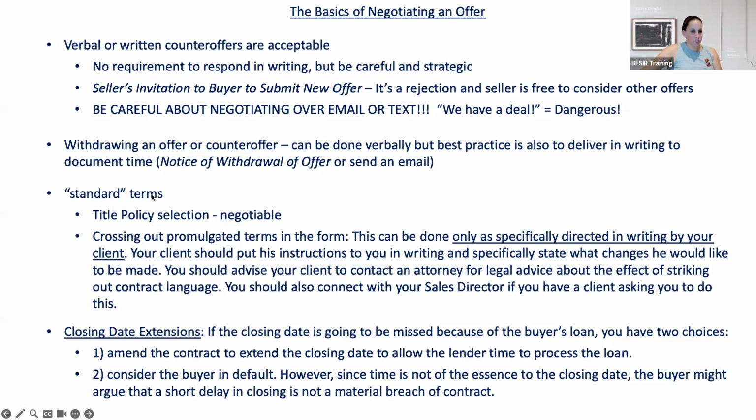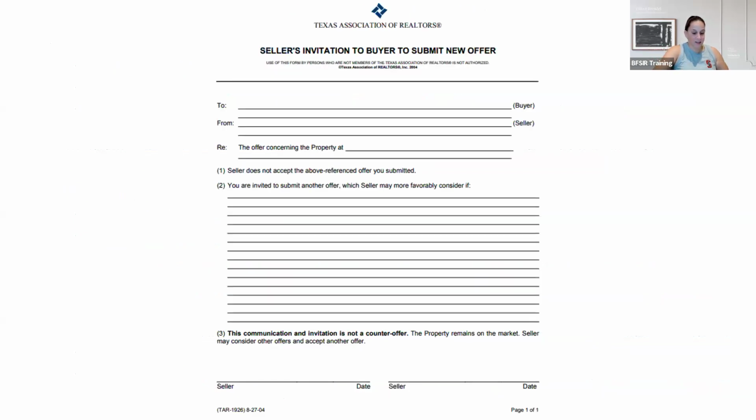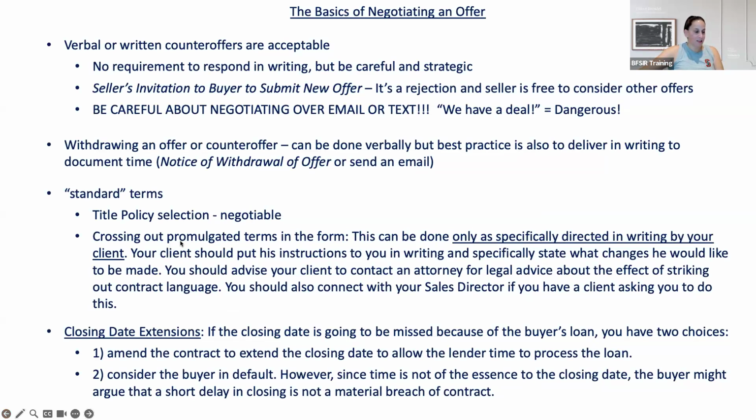So standard terms. Title policy, people will say it's standard for the seller to pay or whatever. I think we've kind of gotten away from that, but generally speaking it's negotiable. And you can't make an offer contingent on using a specific title company if you're not going to pay for it. If you really insist on a specific title company and the other side really doesn't want that, whoever's paying for it has the right to choose.